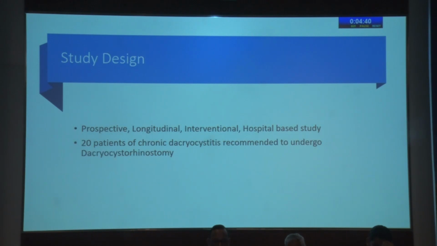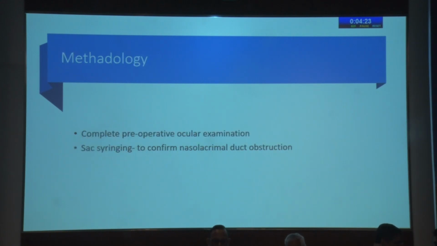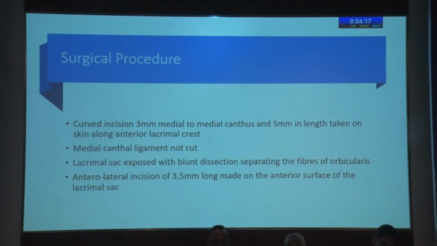It was a prospective longitudinal interventional hospital-based study in which 20 patients of chronic dacryocystitis recommended to undergo surgery were included. Cases having obstruction in the nasolacrimal duct were included, and patients who had obstruction at the common canaliculus or with fibrous sac or bleeding disorders were excluded. Complete preoperative ocular examination was done, and mainly sac syringing was done to confirm the nasolacrimal duct obstruction.